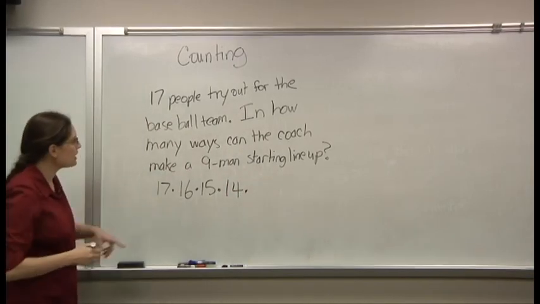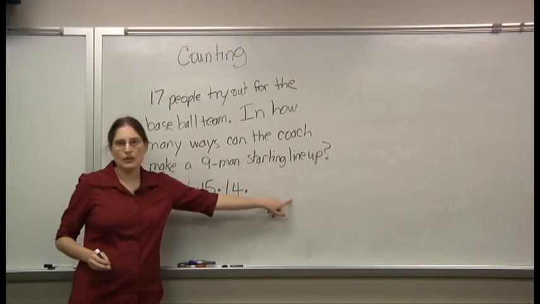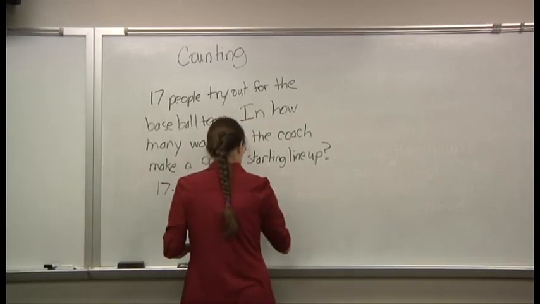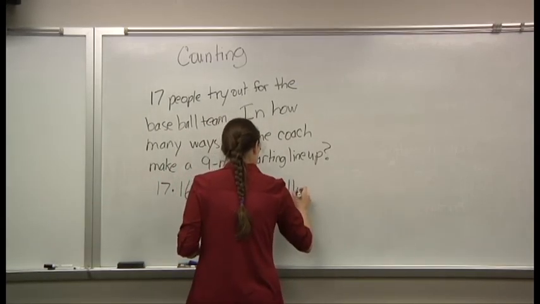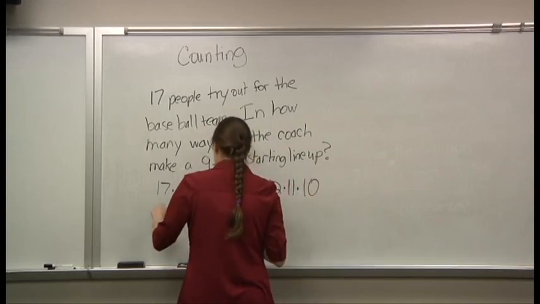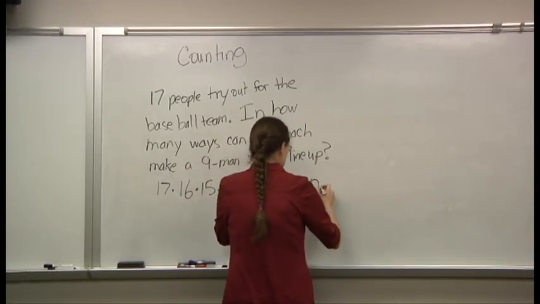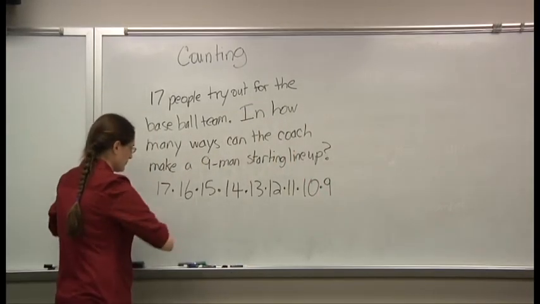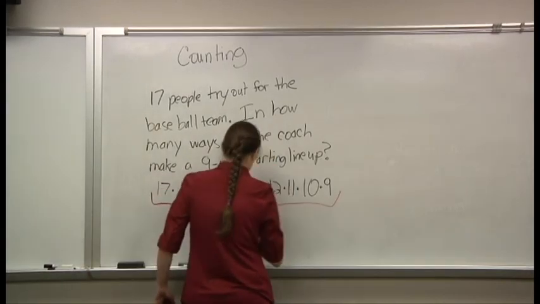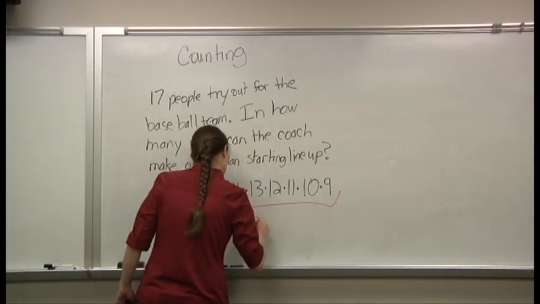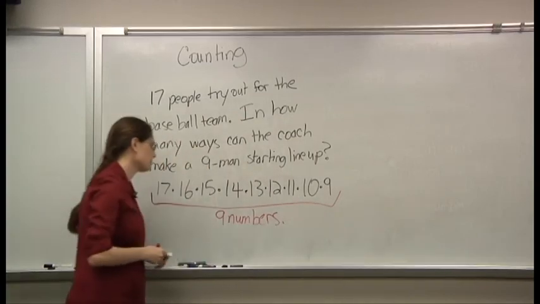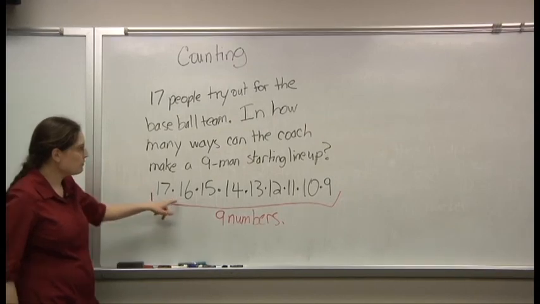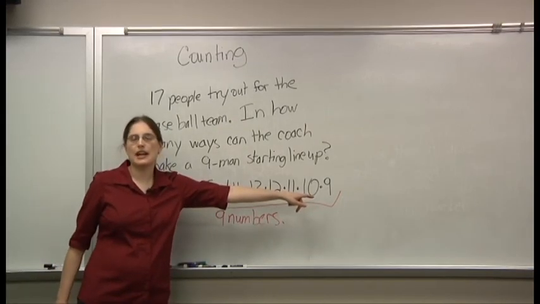But the thing is, we're not going to go all the way down. We only need 9 players. One, two, three, four, five, six, seven, 8. You start from 17 and you multiply the next 9 numbers down together.